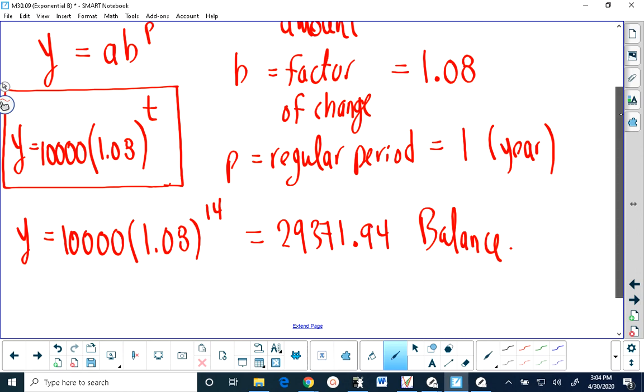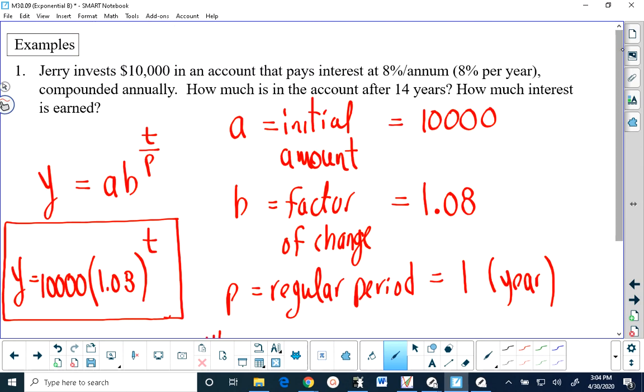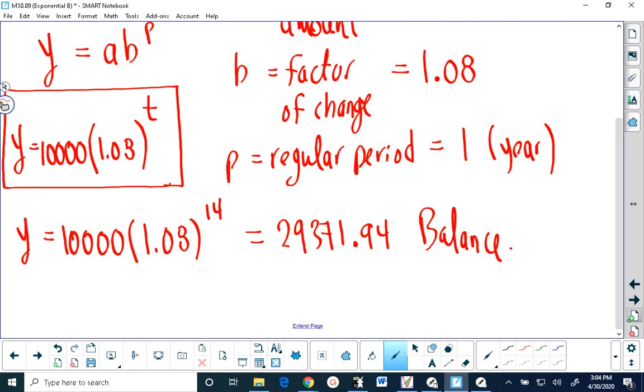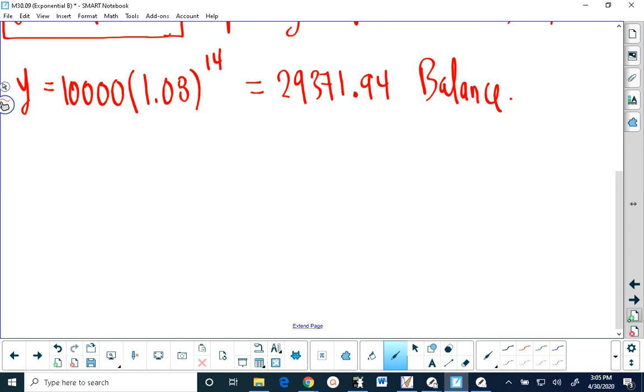The other part of the question says, how much interest was earned? Well, if he started off with $10,000 and then it's valued at $29,371, the interest earned will be the difference between those two.